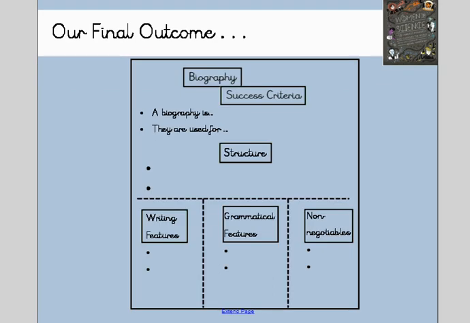So here is how you might structure it. Okay, so we've got our banners, our title up here. Okay, we've got then our sentences telling us what a biography is, what they're used for, and then we come into what we're going to see in our final outcome. So our structure. Okay, and you're going to add the information about the structure in here. Then we've got our writing features, grammatical features, and our non-negotiables.